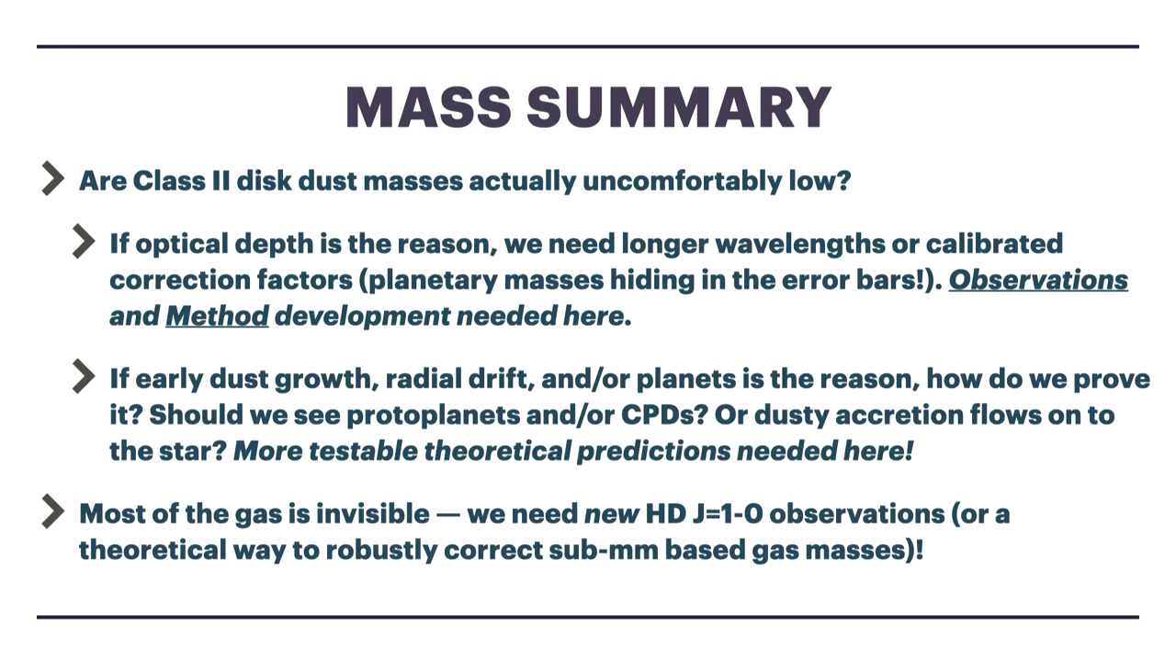If the reason is early dust growth or the formation of early planets, should we see lots and lots of those 10 Earth mass cores sitting around? Where are they? Can we make more testable predictions for how to find these? And on the gas side, we need to either calibrate our existing gas mass tracers better, or we need a new telescope, essentially. We need HD observations.